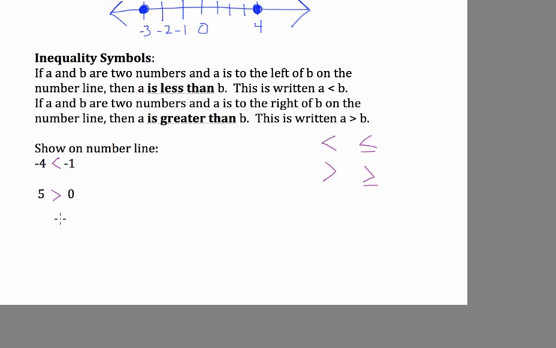Different teachers will teach this differently. Some people say that the alligator is eating the larger number. I like to think of it as the small end is by the smaller number, and the large opening is by the bigger number. Or you can just memorize that this is the less than and this is the greater than.